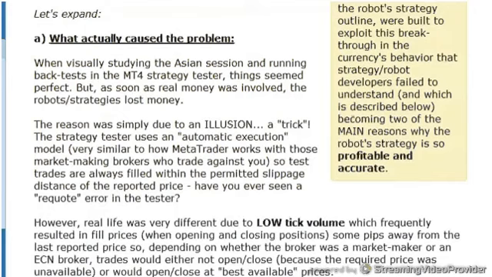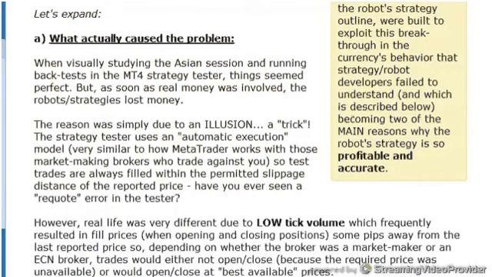The strategy tester uses what's called an automatic execution model. This is very similar to how MetaTrader works with those market maker brokers who trade against it. So test trades are always filled with the permitted slippage. For example, have you ever seen a requote error in the tester? No, you've never seen that, and you won't. Now you know why. Basically, back then, in real life, it was a completely different reality.